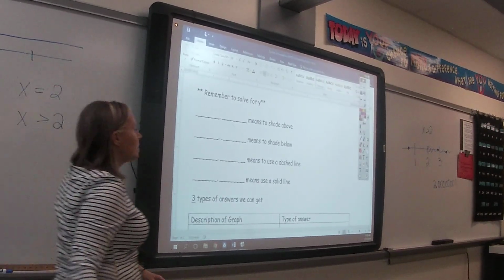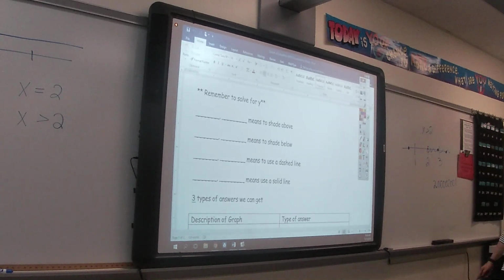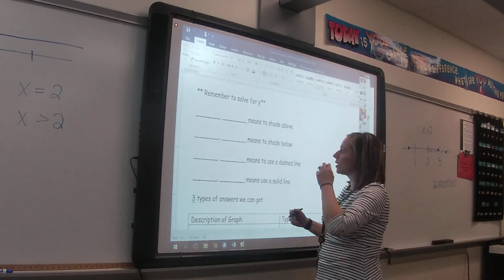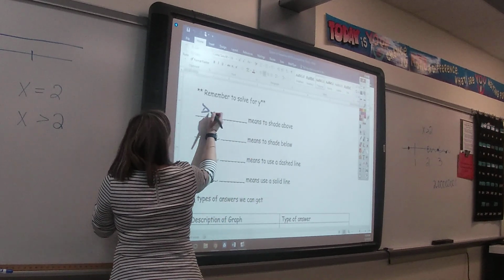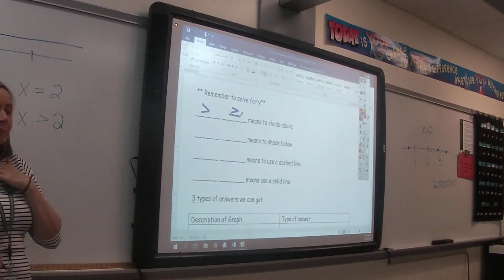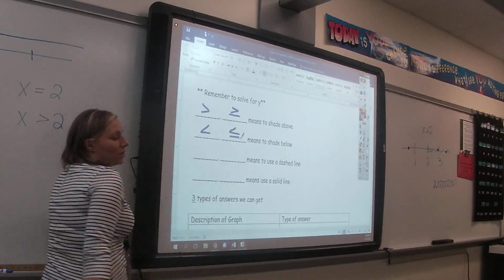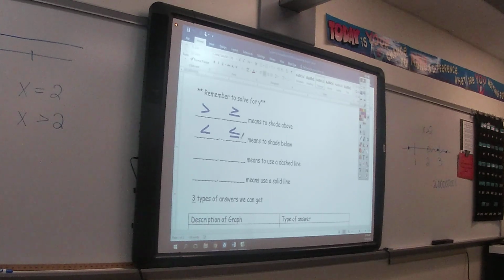inequality sign, which means we need to just remember those basic rules of graphing an inequality. So you already have these, so we're going to make a quick shortcut here, right? If it's greater than or equal to, we are going to shade above. If it is less than or equal to, we are going to shade below.